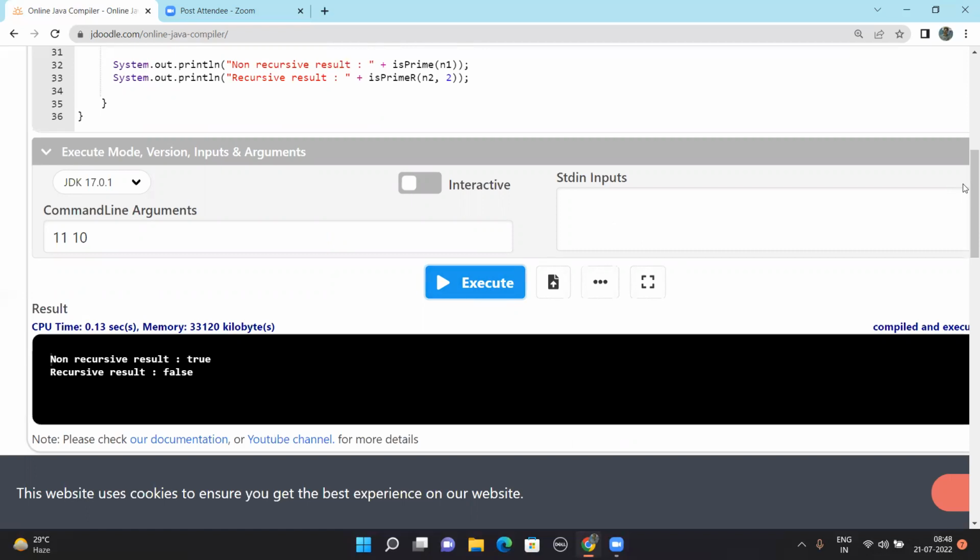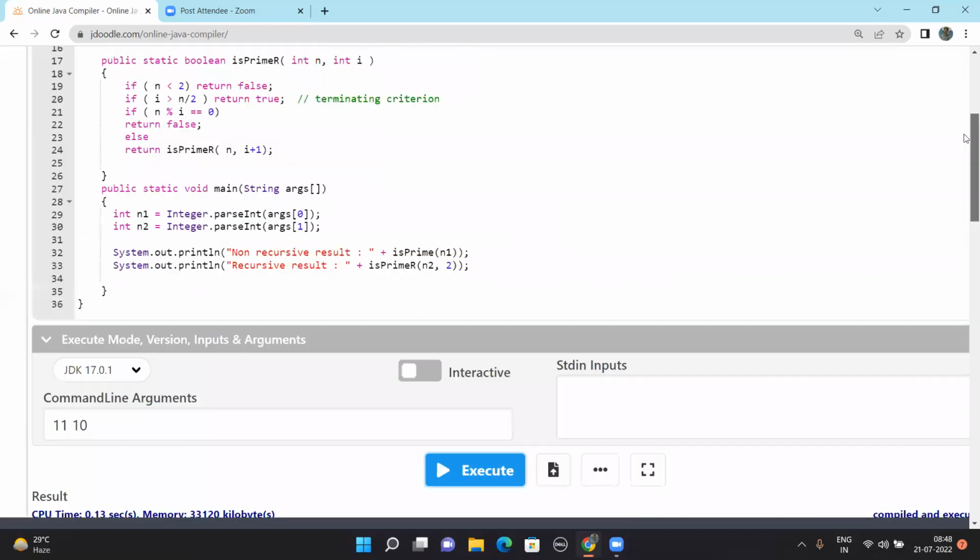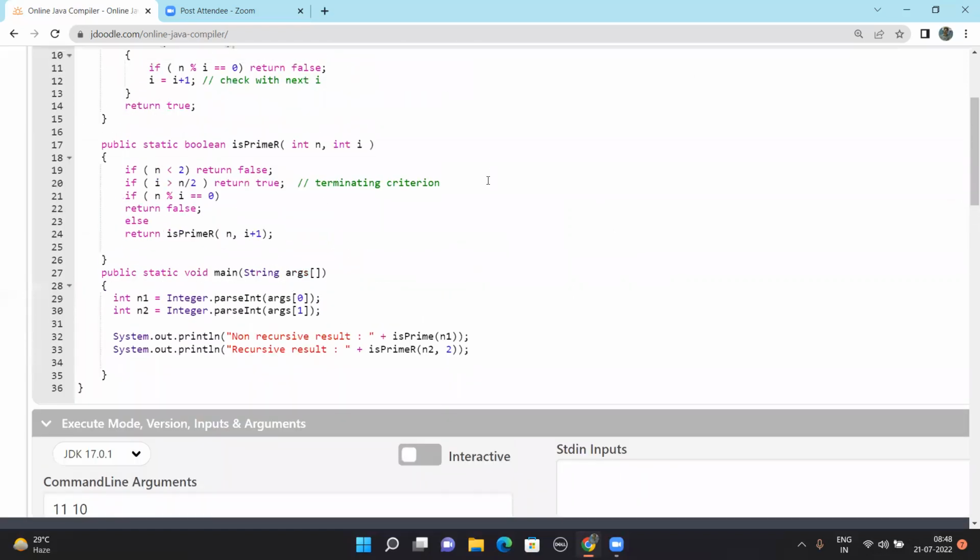I hope you understand it. The only thing you need to remember is to supply the next input, and there must be a terminating criterion. Otherwise, it will go up to infinite levels. Okay. So I hope you understand it.